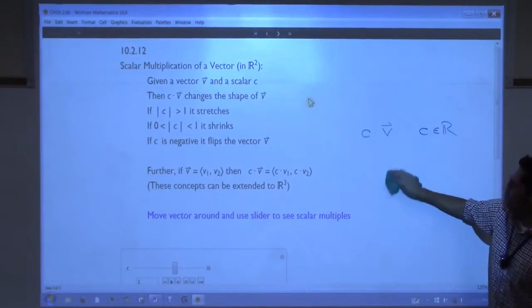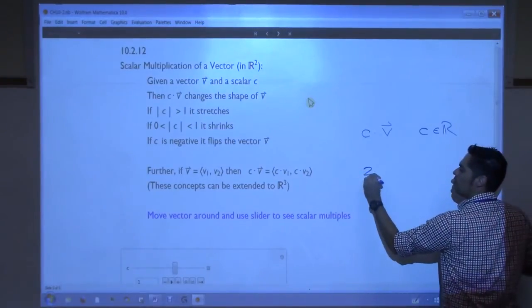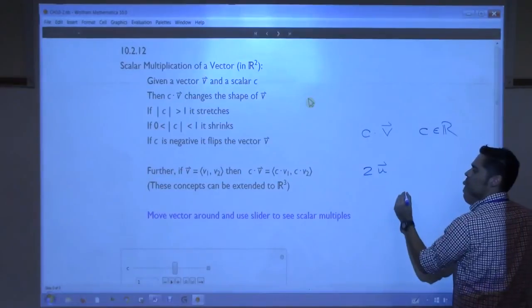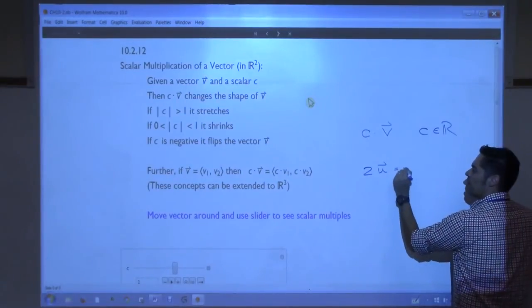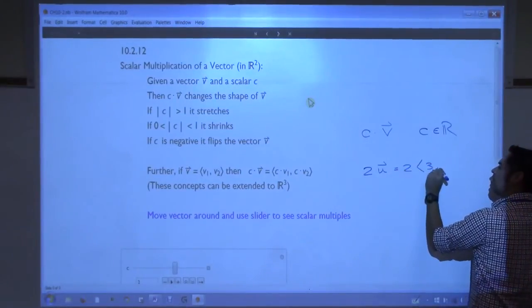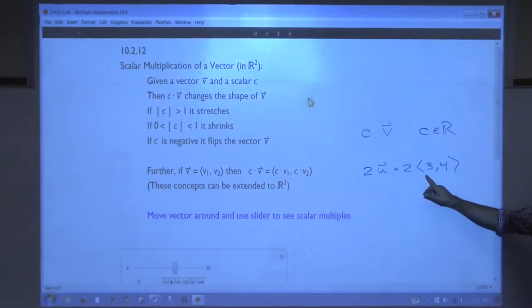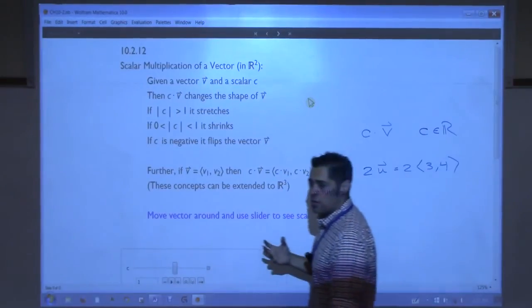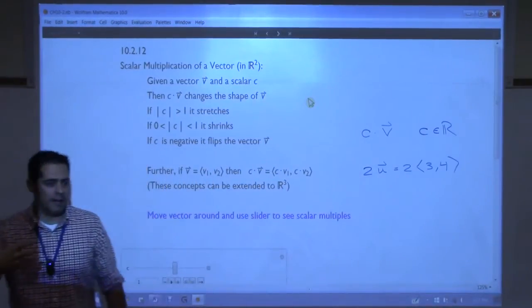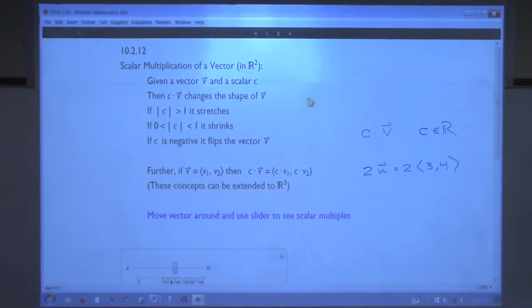An example of this would be something like 2 times the vector u, which I could say maybe 2 times the vector 3, 4. You see how this looks? A scalar times a vector. So whenever you have this sort of multiplication, the number that you multiply geometrically is doing something to the vector. All right? It's doing something to it.